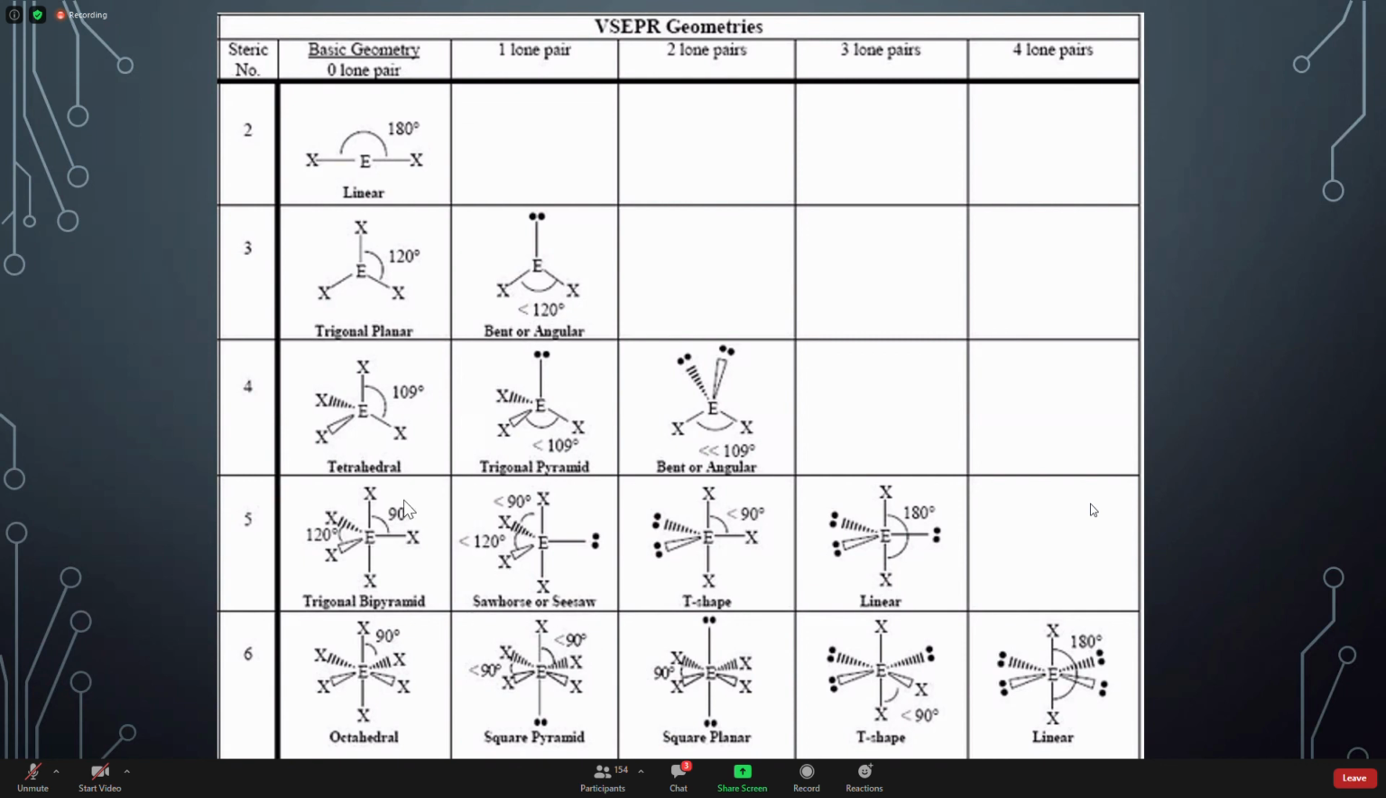Do we need to draw bond angles and polarity vectors always on our 3D structures, or will they specify when they want us to include them?